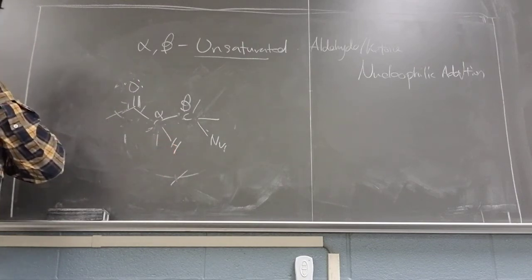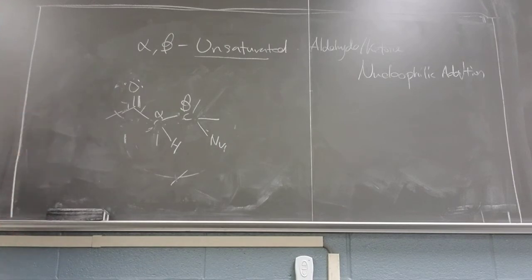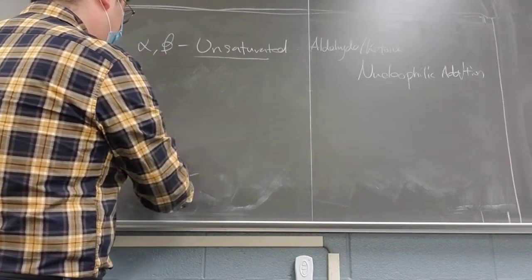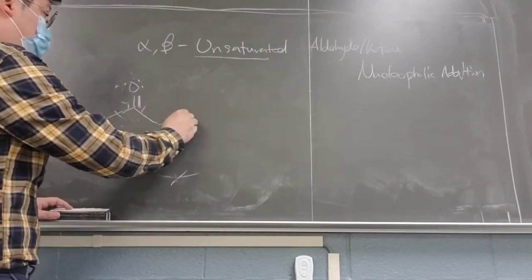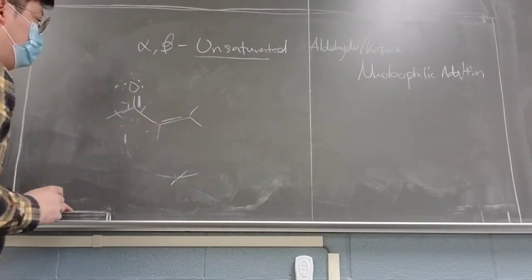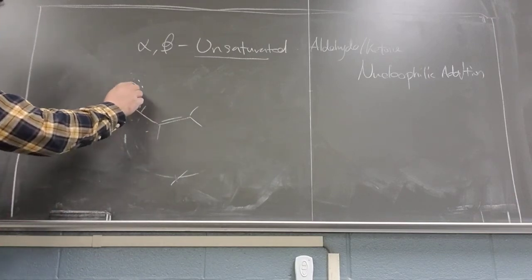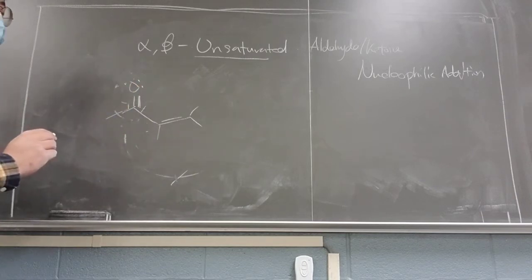Okay. Does it make sense? Okay, so here's the thing. Why does it matter that we have the alpha and beta unsaturated? So the thing is, it's quite similar to what we learned from allylic position, that you have a carbon. Only difference is you have an oxygen here instead of carbon here.